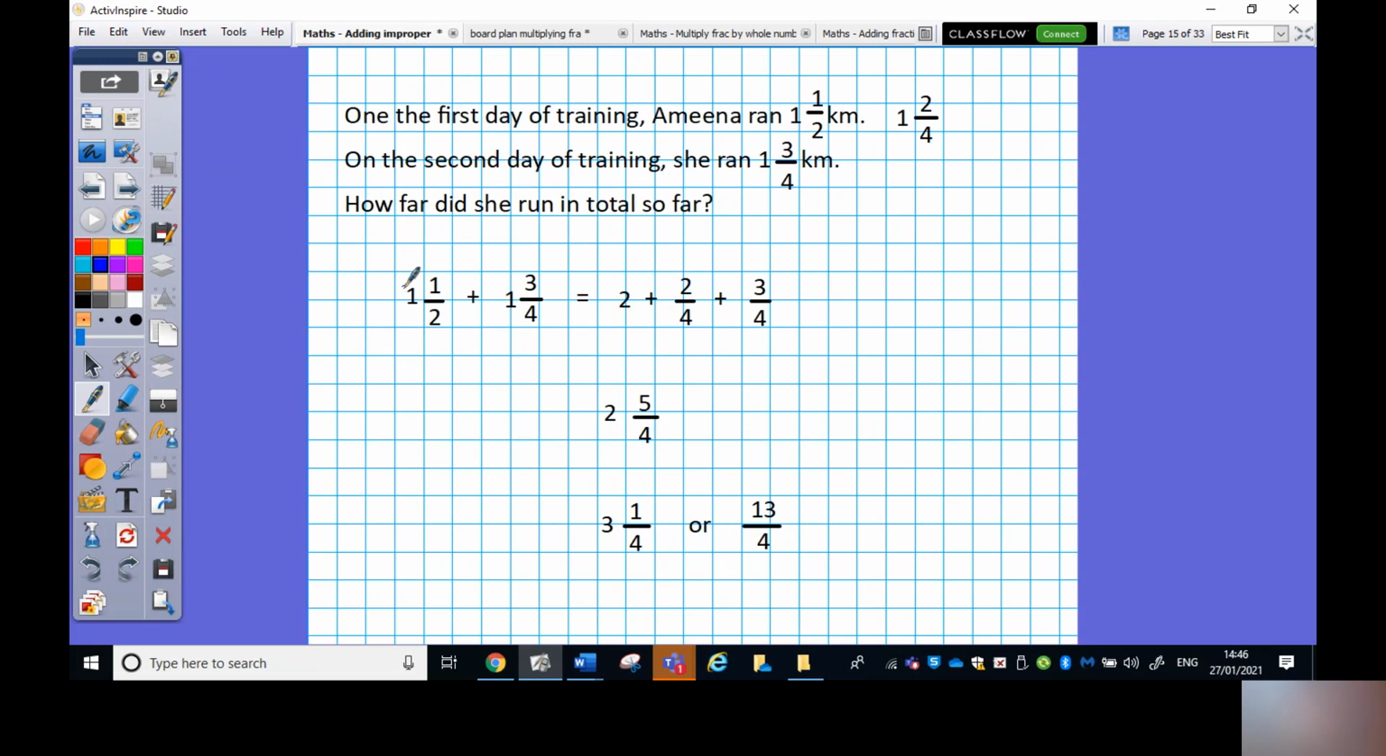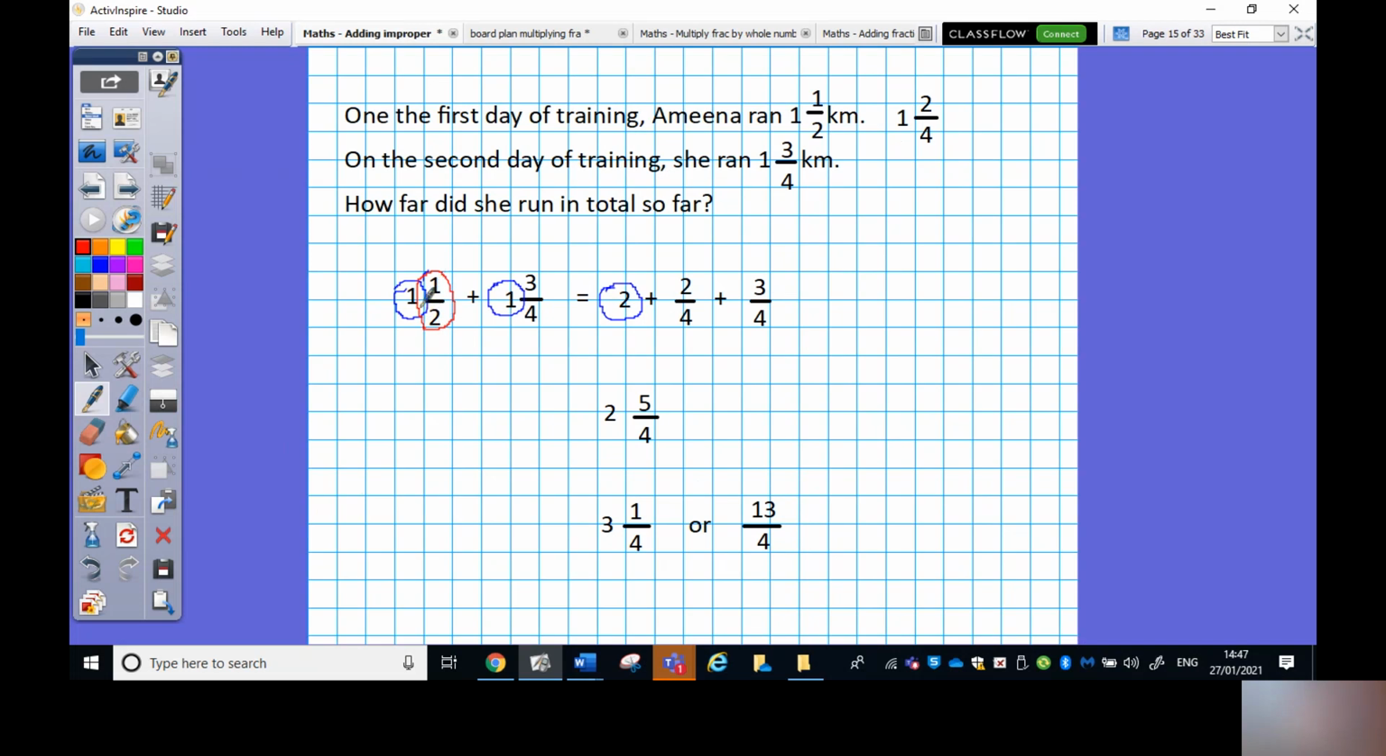So here we have 1 1/2 plus 1 3/4. I now know that I can, so what I'm going to do is add my whole numbers first. So 1 plus 1 equals 2. Great. Now I know that 1/2 and 3/4 I can't add because the denominators are different.